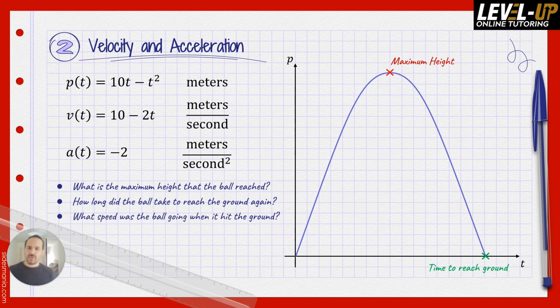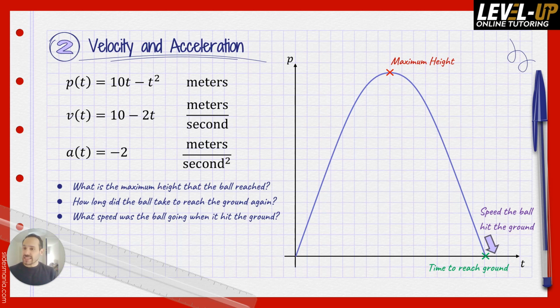We could go one step further and find out, okay, what speed was the ball going when it hits the ground? So, okay, maybe we've found out what time it hits the ground, and we now want to know how fast was it going when it hit the ground. That might be something you wanted to do if you want to determine how violent was the impact or something of something.